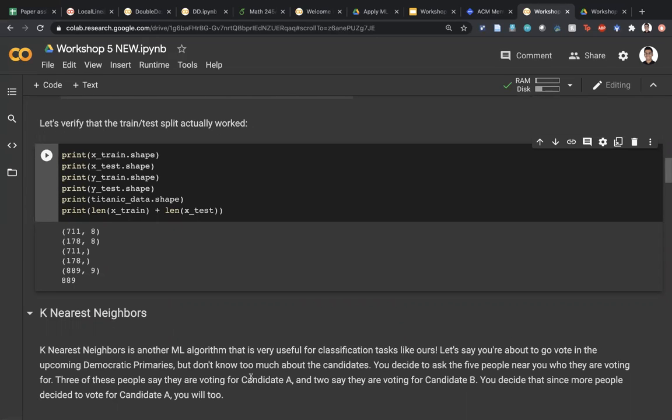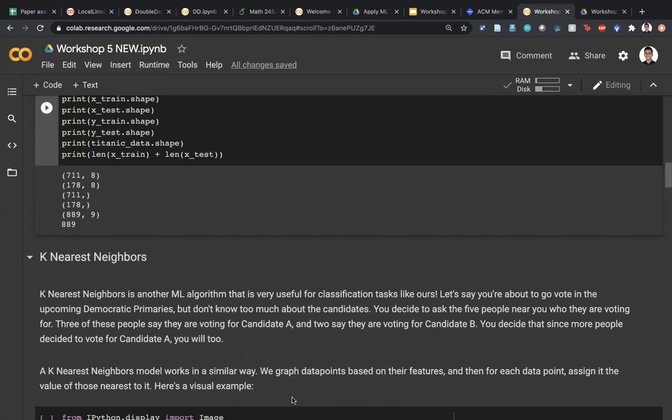Just like I said earlier, today's workshop is going to be a little on the shorter side, just to give you guys a little bit of time to take care of your midterms and anything else you have going on. So let me hand off to Varun now to talk a little bit about the k-nearest neighbors model.